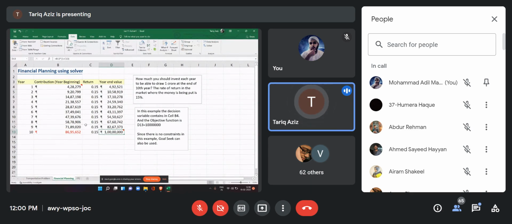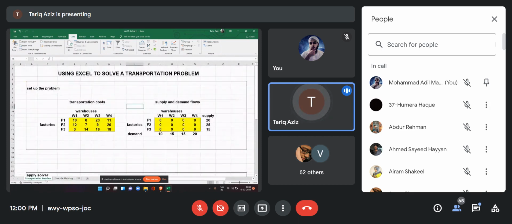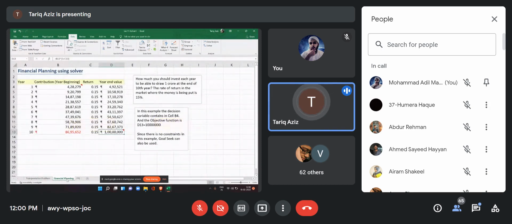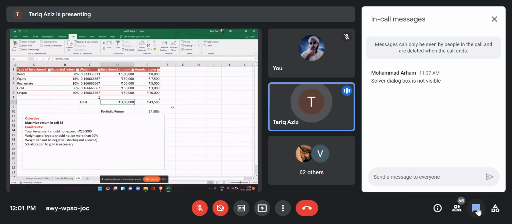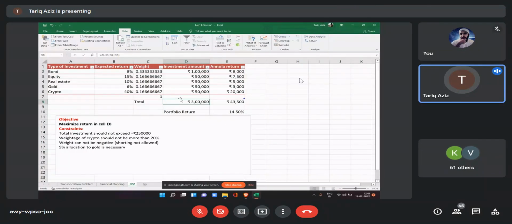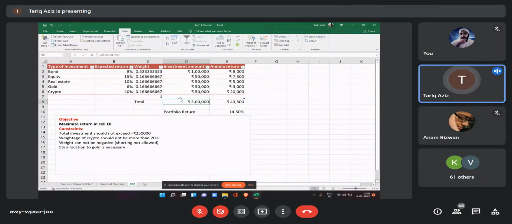So this is how Solver can be used. Solver has a lot of applications. I will take up some more examples of this Solver. These are just the two problems. One problem is from the operations area, that is the transportation problem. Another is from the area of finance, from investment, and it is related to financial planning. The third example I want you to do yourself and submit on Google Classroom.